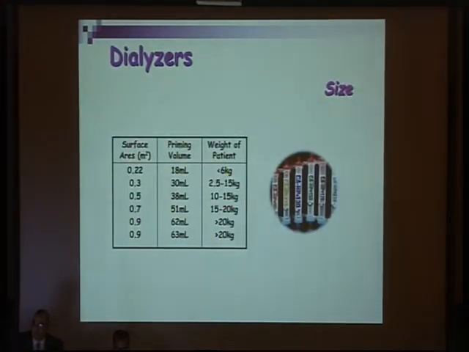So we will talk again about the size of the filter, and we must choose the size of the filter which is suitable for my child. So we have different surface areas. From FX pediatric, for example, the surface area is 0.2. We have filter surface areas from 0.3 up to 0.9, and we can choose the proper filter by using the surface area of the filter divided by the surface area of the patient, and it must be equal to 1. The surface area of the filter should never be more than the surface area of the child to avoid hypotension.